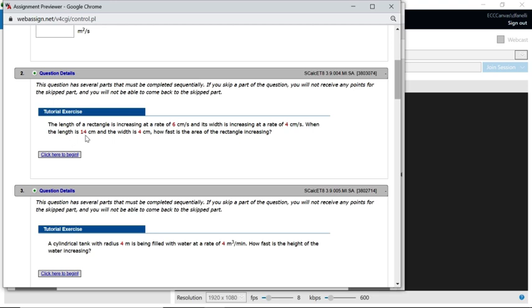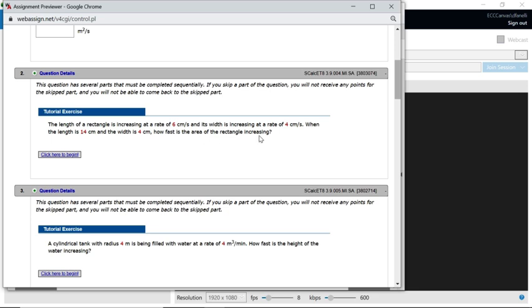When the length is 14 centimeters and the width is 4 centimeters, how fast is the area of the rectangle increasing? We're not being asked just what is the area of the rectangle. That would be an algebra question. That's a static question. If we took 14 times 4, we would have the area of the rectangle. We're being asked a calculus question. We're asked how fast that area is changing. All right, how fast the area is changing.